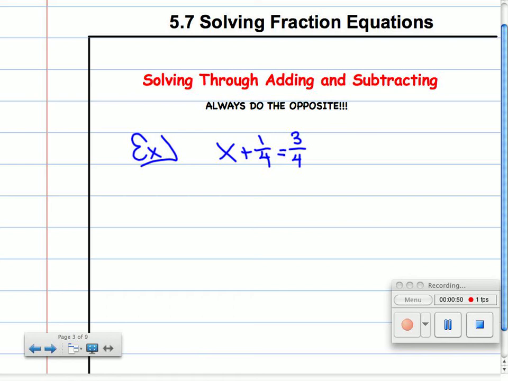If I minus 1/4 on this side, I'm going to minus 1/4 over on this side. Okay? Now with fractions, I don't really show it this way like I usually do for whole numbers, because that looks super messy. What I do for fraction equations is I just show right away the next step: x would equal 3/4, take away 1/4.